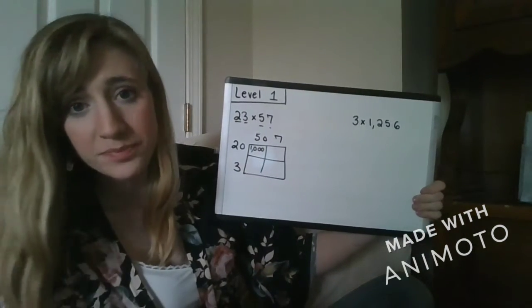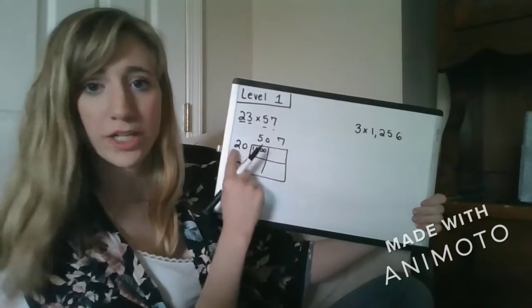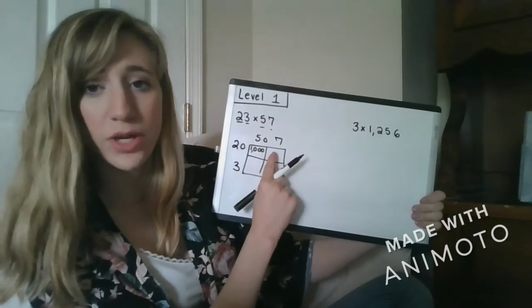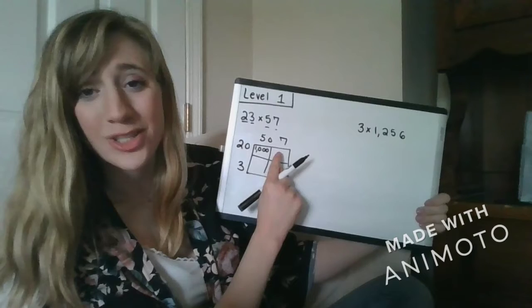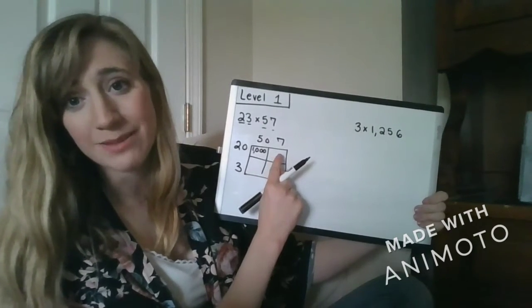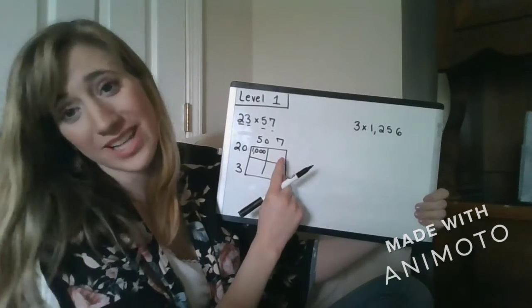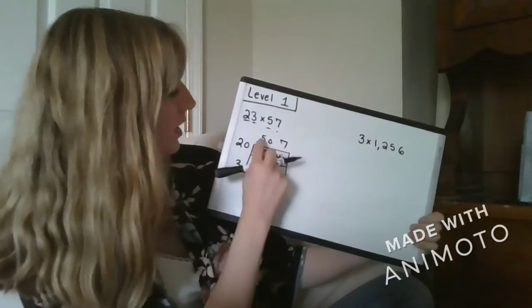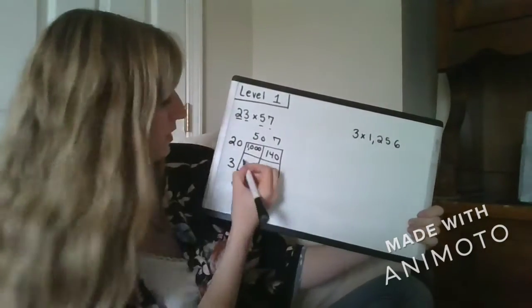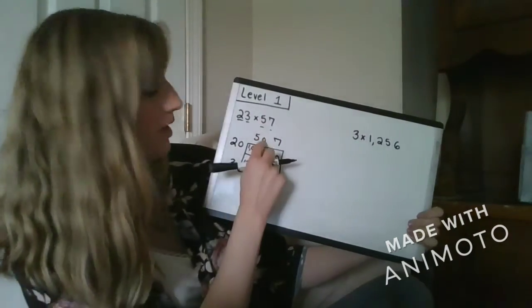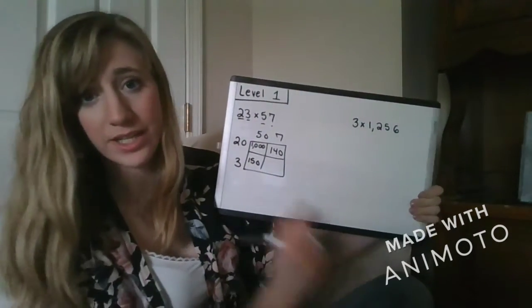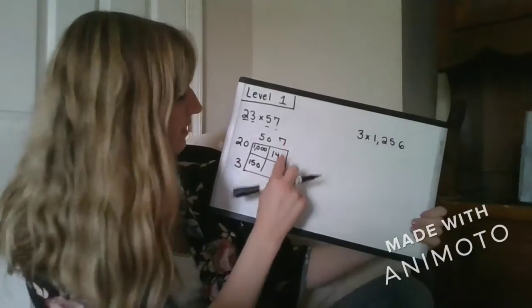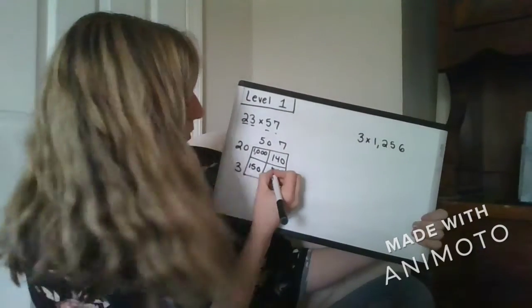Right here is where 20 and 7 are meeting, so I have 20 times 7. So I know that 2 times 7 is 14, and then since I'm talking about the tens, I just know to add a 0 there. So I have 140. Here is 5 times 3, which is 15. But I'm talking about 50s of the 3, so I need to add a 0 there. And lastly, right here, 7 times 3 is 21.